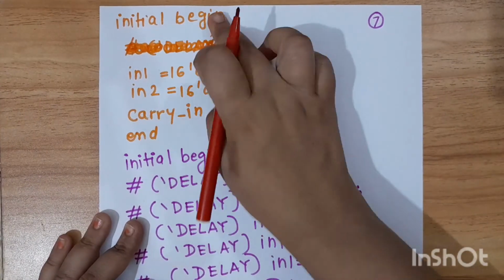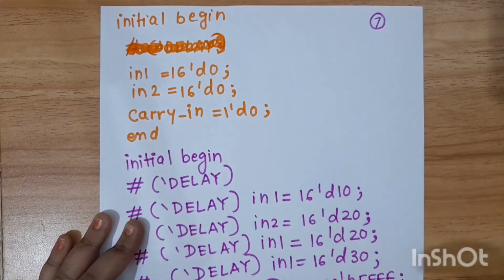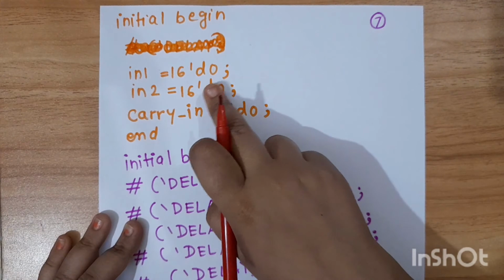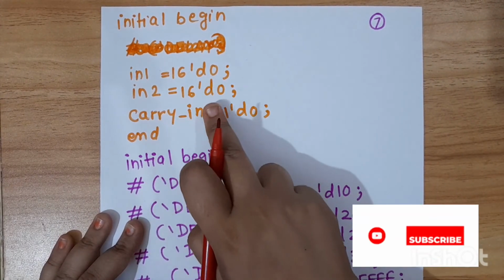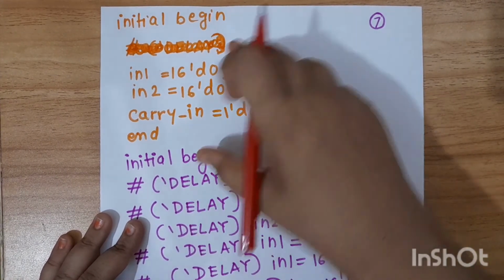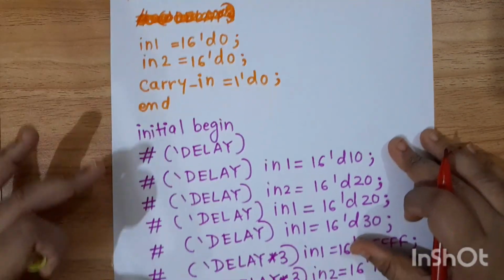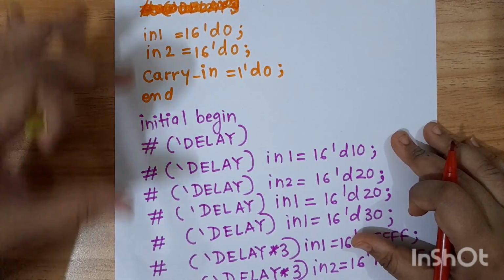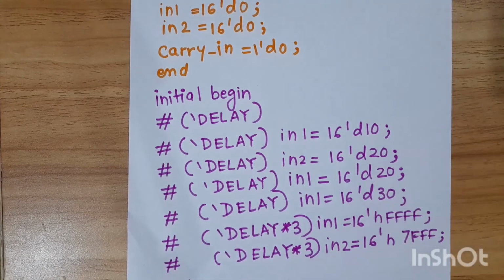Okay, now this is the initial begin statement where in1, in2 and carry_in are initialized. 16'd0; that is for in1, in2 = 16'd0;, carry_in = 1'd0;, and here is the end for this begin. Now this initial begin and this initial begin end will run concurrently. Initial and always blocks run concurrently.